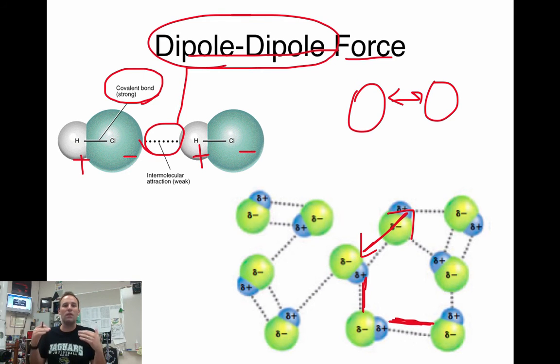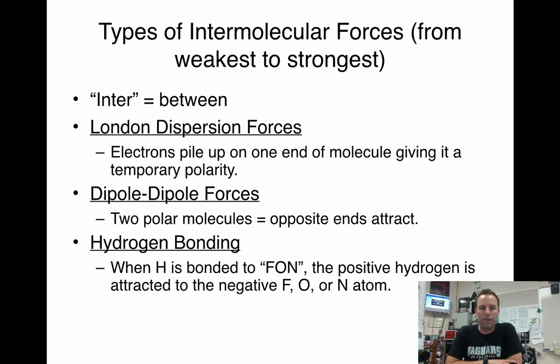And therefore, the boiling point, or the point at which we can get something to turn into a gas, is going to be higher than something that doesn't have dipole-dipole forces. If you don't have dipole-dipole forces, then the molecules can freely separate, and so they can turn into a gas very easily. Finally, we have hydrogen bonding, and this is the strongest of the intermolecular forces.